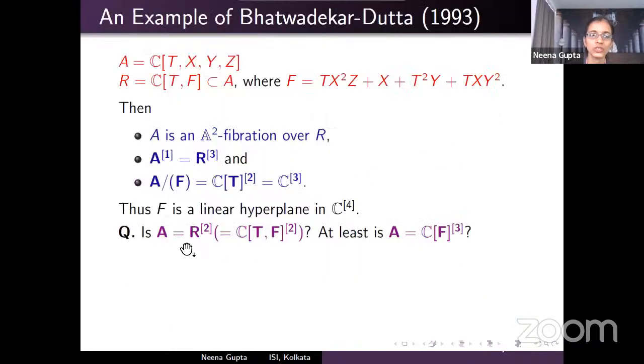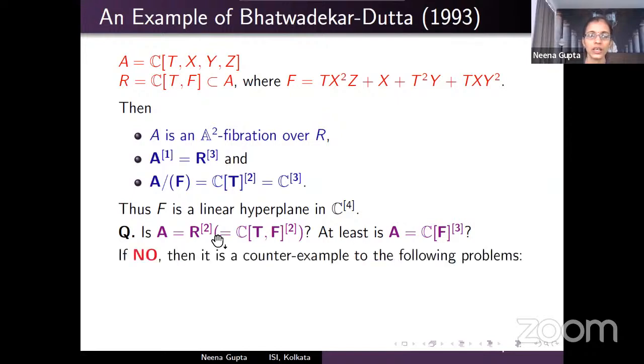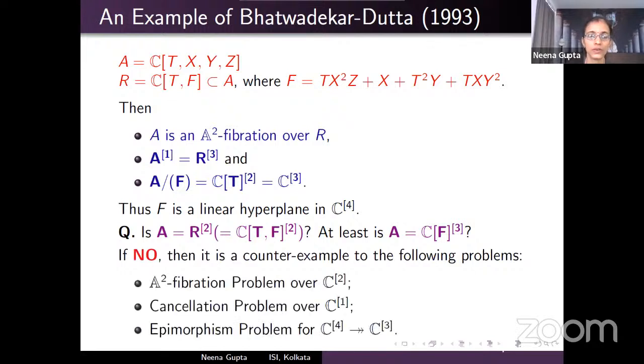Now, the question, which I leave as an open problem, is whether A is a polynomial ring over R. And if you prove that the answer is no, then you have a counterexample to all the following problems: the affine fibration problem over C2, or the cancellation problem, or the epimorphism problem. So this is the Bhatwadekar-Sathaye conjecture. Thank you. So I finished my talk.